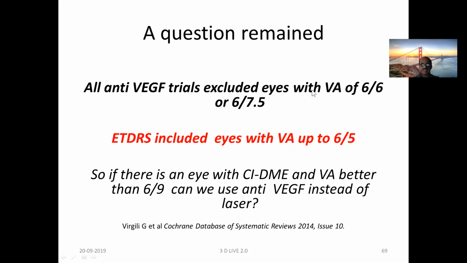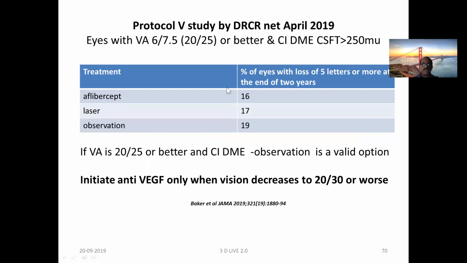But anyway, a question remained. All anti-VEGF trials have excluded these good vision eyes, but ETDRS included good vision eyes. So one can ask whether, for center-involving DME with visual acuity of 6/6 or 6/7.5, can they give anti-VEGF instead of laser? And actually they did study that. It's called the Protocol V study, and they published the results. They showed that if the vision is better and there is center-involving DME, it is not necessary to give anti-VEGF. Observation is a better option, because the loss of letters was equal among all the patients.